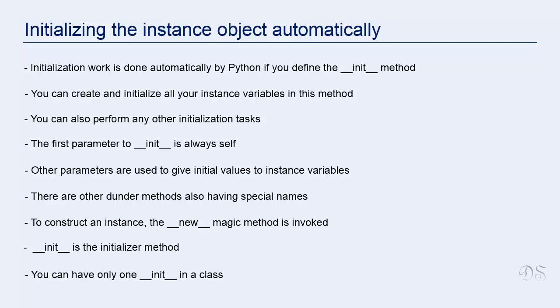You can have only one initializer method in a class, since there is no concept of function overloading in Python. However, it is possible to create your instance objects with different types of data using class methods that we'll see later in this course.